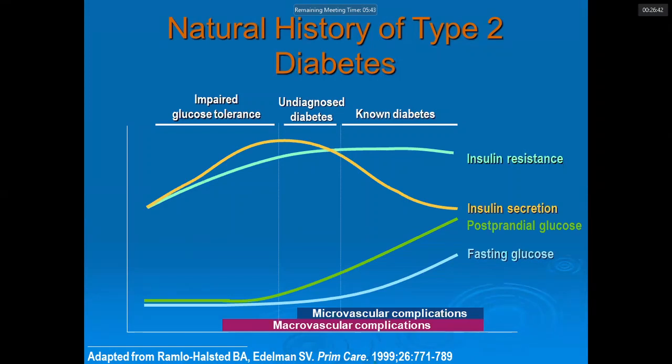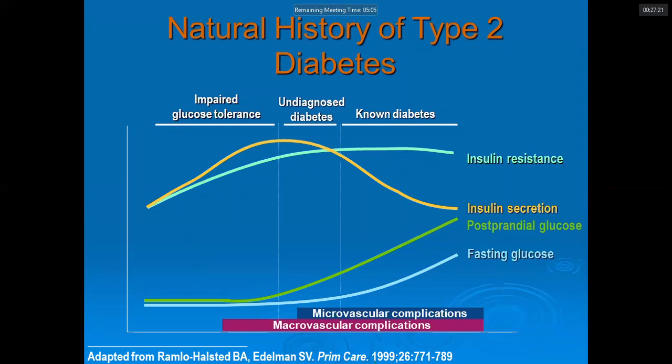Then the beta cell tries to compensate by increasing insulin secretion, which is the gray line. With time, and by this increased insulin secretion, they maintain blood sugar within the normal range. With time, the beta cell gets exhausted, fails and is destroyed. And then the secretion of insulin declines. Okay, so after this decline of insulin, blood sugar starts going up, fasting and postprandial.